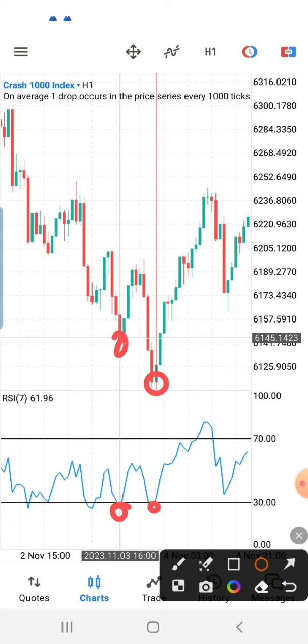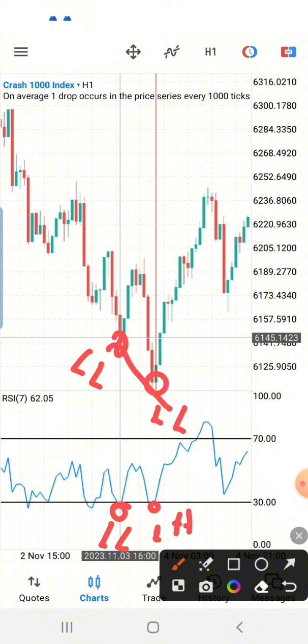But look at this one. This is creating a lower low to the downside. Why is this one now creating a lower high? The second one is now a lower high. So you are having a divergence at this point.